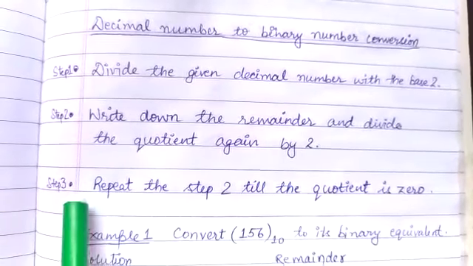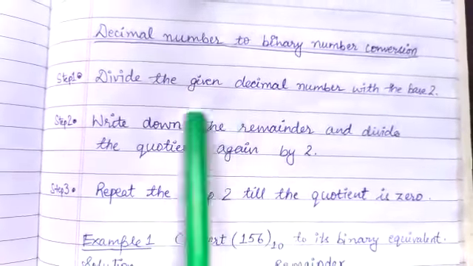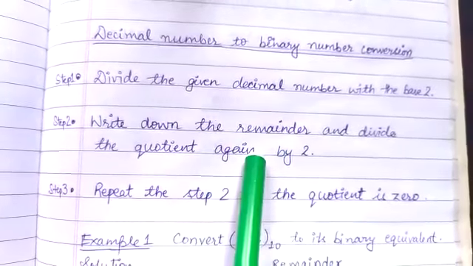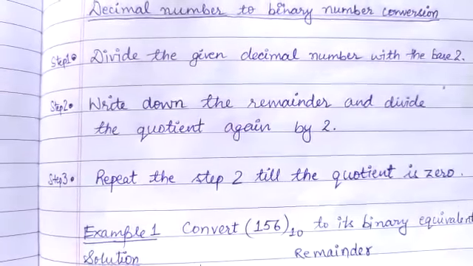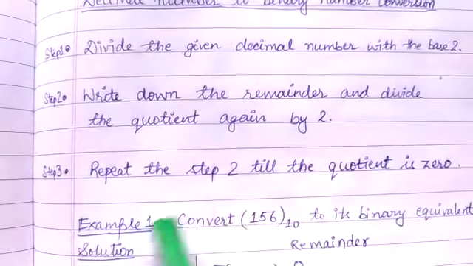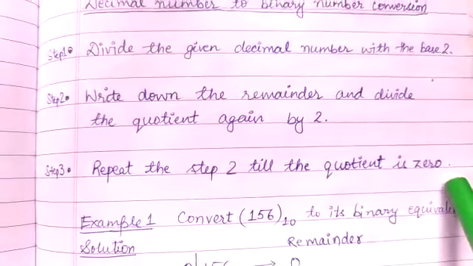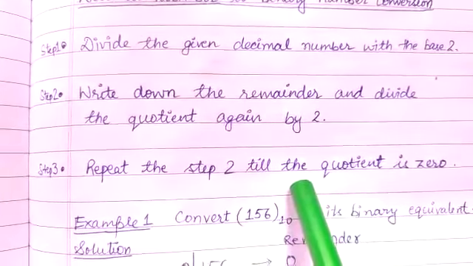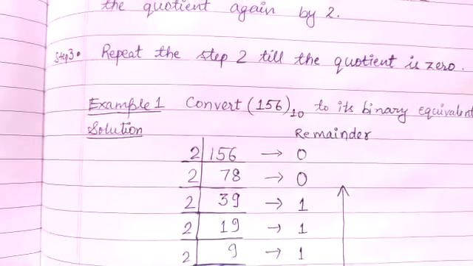And step 3 says repeat the step 2. So this step, that means writing the remainder again and again and dividing the quotient, will be done again and again till the quotient is 0. So these are the 3 steps. Let's understand this with the help of an example.